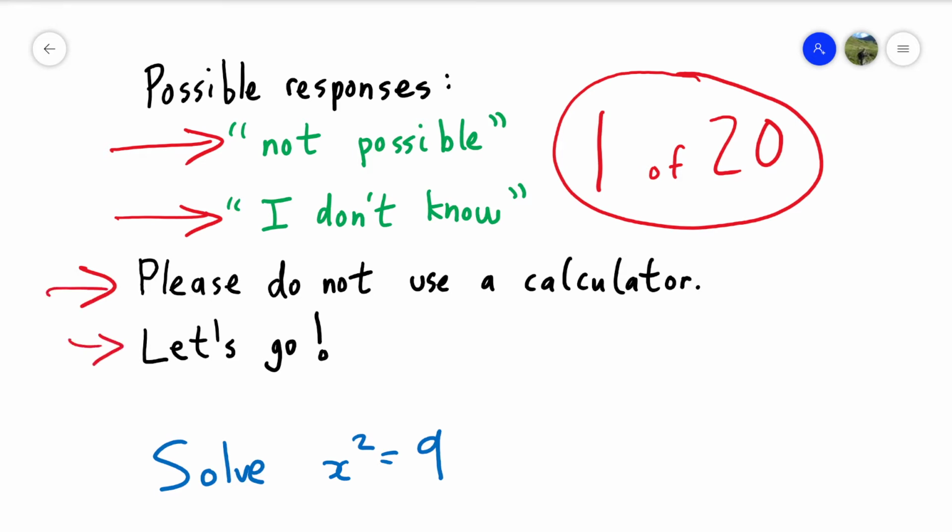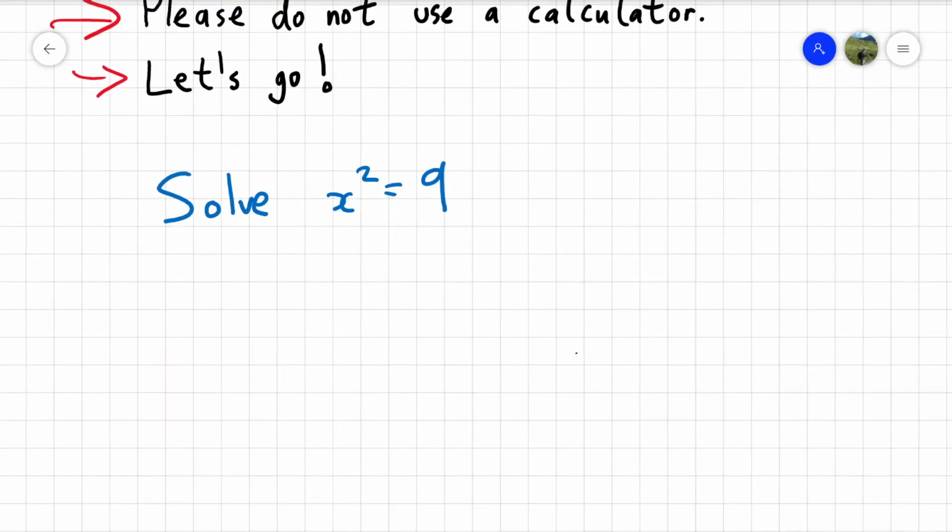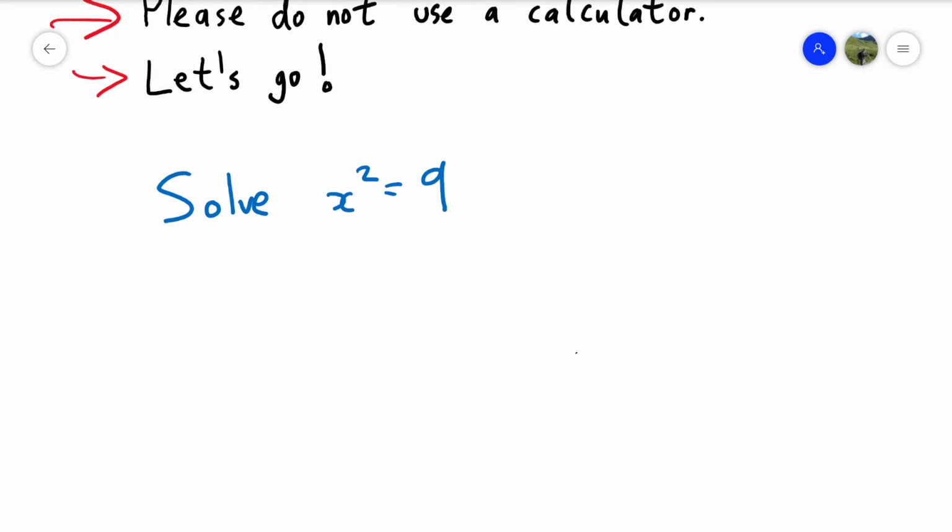Let's get going. Here's your first question. As with all the questions, pause for as long as you need to, and then I'll see you back here and we can look at my answer. Okay, welcome back. I'm gonna put a square root in a circle, which indicates I'm square rooting both sides, which means x equals, what's the square root of 9? 3 or minus 3. Two possible answers.